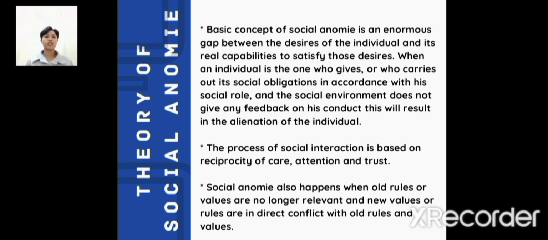So, the basic concept of social anomie is an enormous gap between the desires of the individual and its real capabilities to satisfy those desires. So, when an individual carries out its social obligations in accordance with social rules and the social environment does not give any feedback on his conduct, this will result in the alienation of the individual.